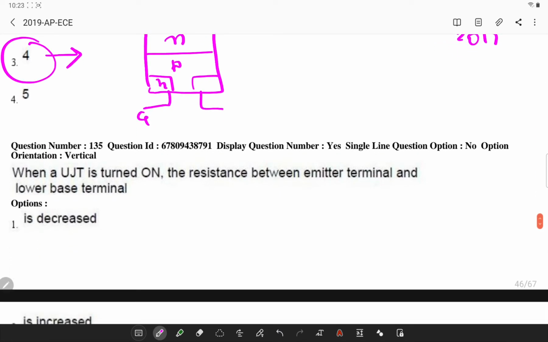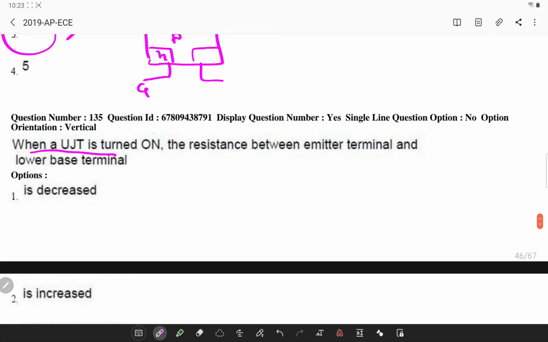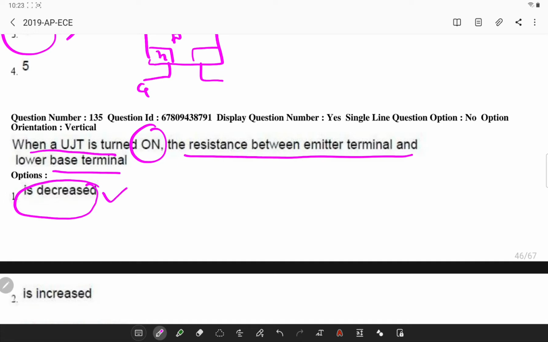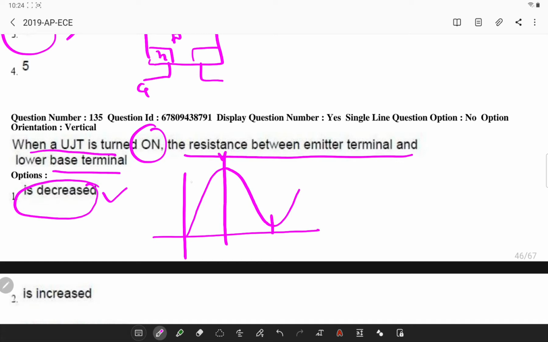Okay. So next, when a UJT is turned on, the resistance between the emitter terminal and the lower base terminal actually decreases. So if you remember the characteristics, you have the concept of negative resistance.